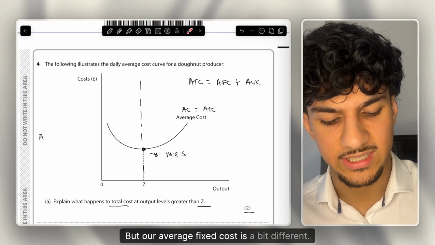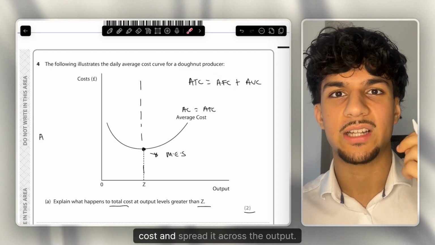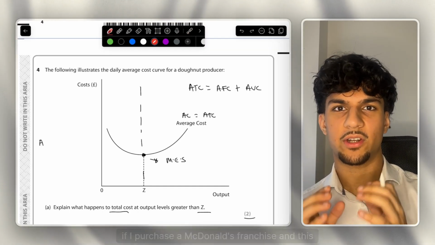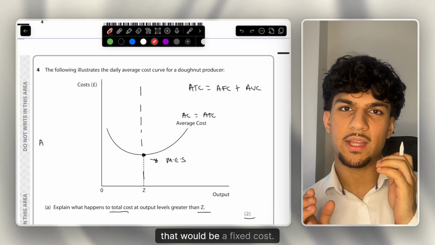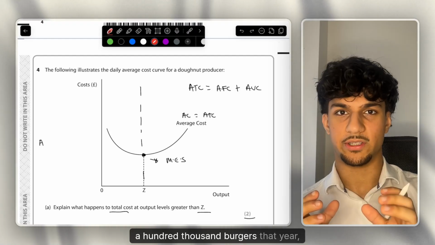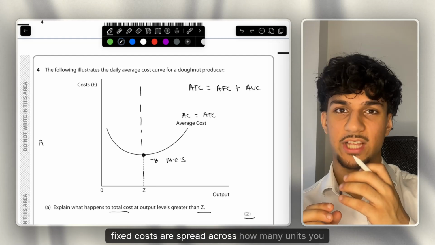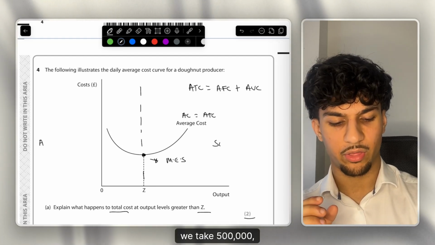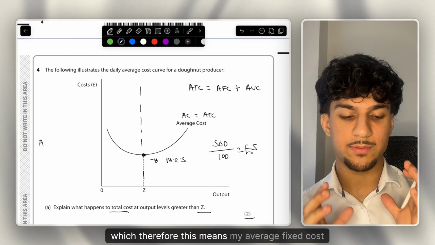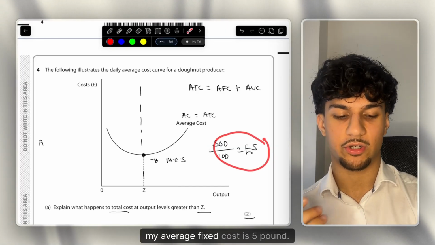But our average fixed cost is a bit different. It takes into account output. So essentially what you do is you take the fixed cost and spread it across the output. For example, if I purchase a McDonald's franchise and this franchise costs me £500,000, that would be a fixed cost. Now, if the only thing I sell is burgers and I sell 100,000 burgers that year, fixed costs are spread across how many units you sell. So we take 500,000 and divide it by the 100,000 burgers I sold, which gives me 5. This means my average fixed cost for that year is £5 per burger. So per unit I sell, my average fixed cost is £5.